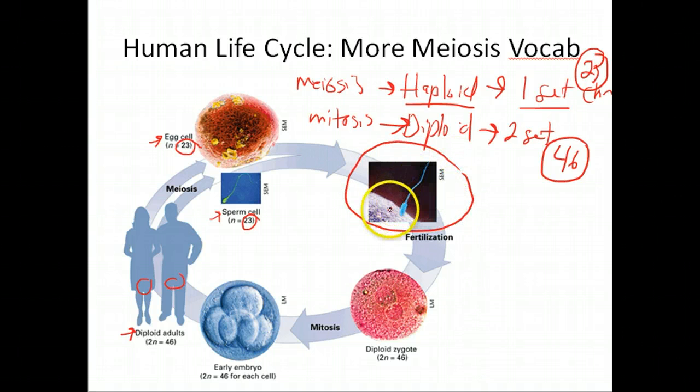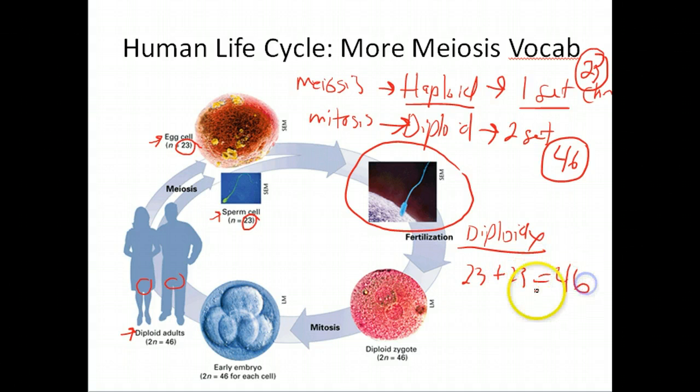So when that sperm enters the egg and fertilizes it, you restore diploidy. Okay, so you're once again a diploid. 23 from mom plus 23 from dad equals 46. So you're restoring that diploid state. Okay, so now you're looking at a diploid zygote right here. It's 46 chromosomes.